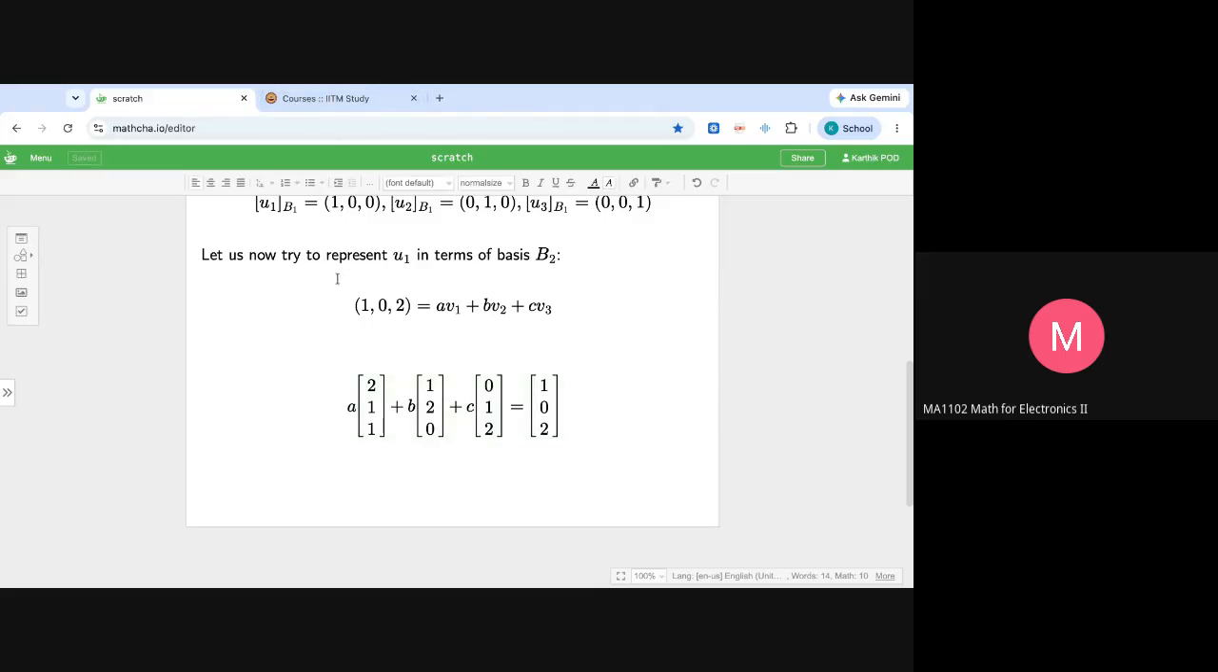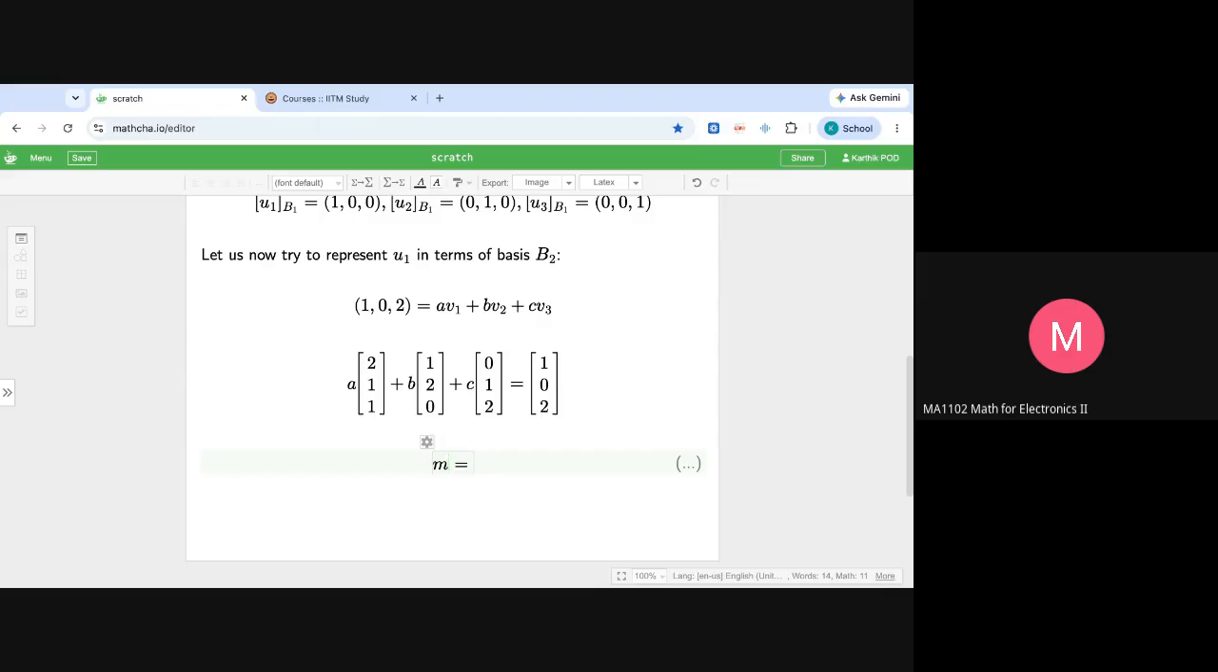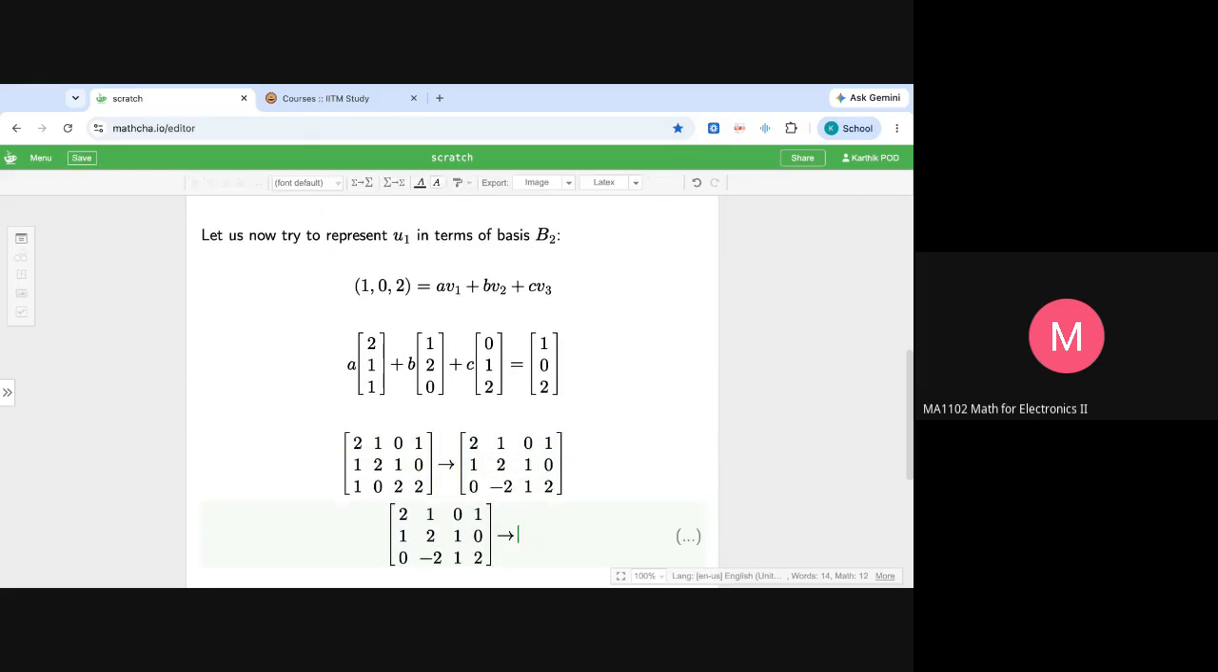So far, is this fine? Yes, it is fine. Okay. So let's quickly form the augmented matrix: 2 1 0 1, 1 2 1 0, 0 1 2 2. We can maybe quickly reduce this. So this becomes 0, minus 2, 1, 2. I'm just doing the usual reduction.